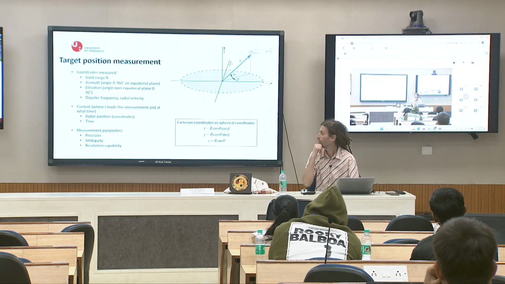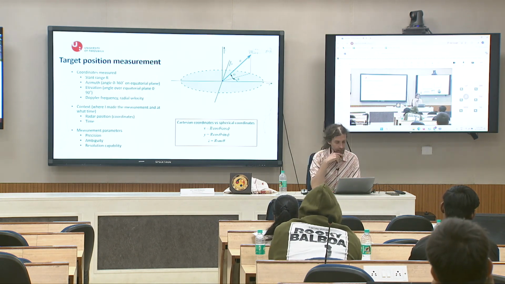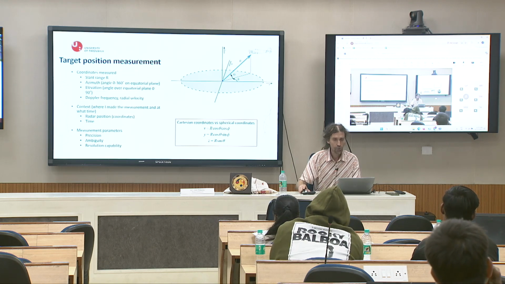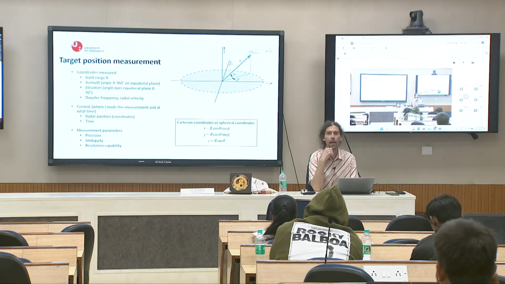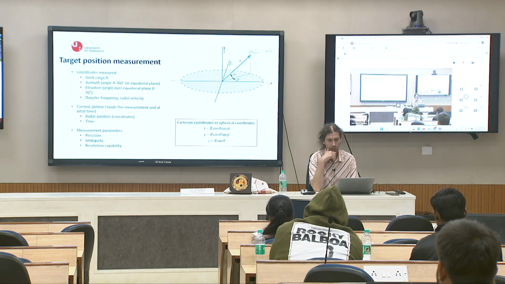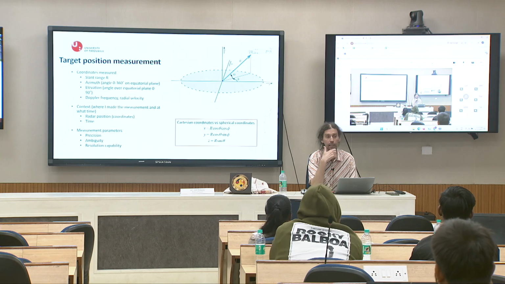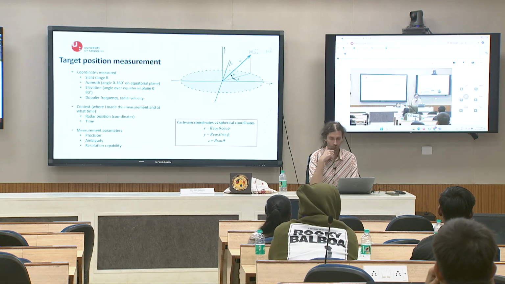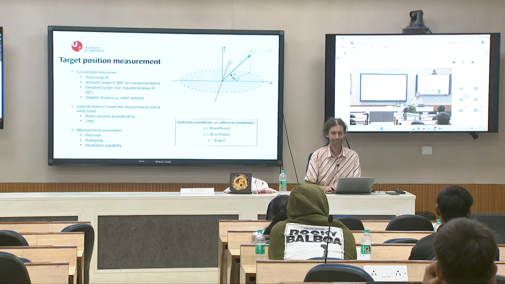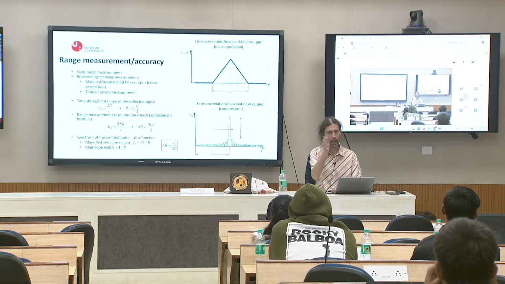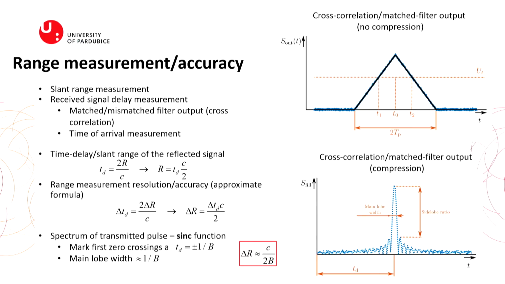Okay, and now what will be interesting for us is what is precision, what is ambiguity, and what is the resolution capability of our radar target position measurement. So, can I continue? Clear? Thank you. Sorry, I always ask for confirmation because it is much better if you have a question, I can answer if I know the answer. So, about range measurement accuracy.